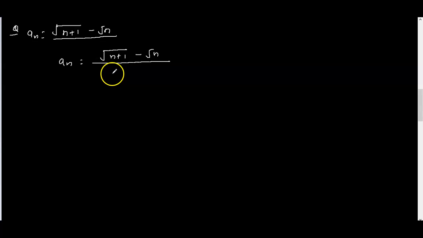Square root of n plus 1 minus square root of n is a of n. This one I already told here. What you have to do? You have to rationalize, right? Rationalize means the negative part you take as the denominator. So a of n is equal to root over n plus 1 minus root n, divided by, we can write it here, root over n plus 1 plus root n, divided by root over n plus 1 plus root n.